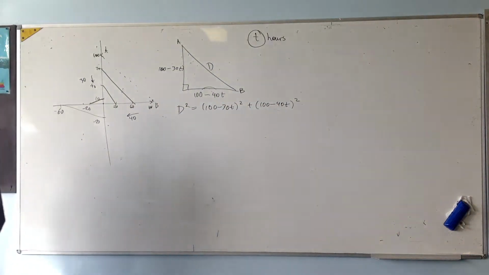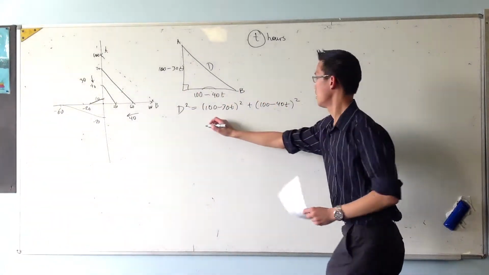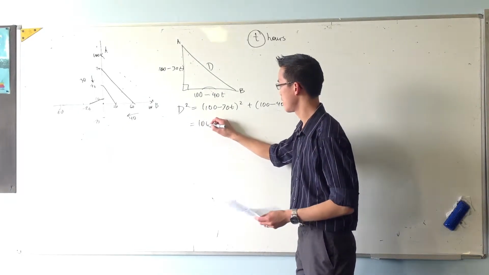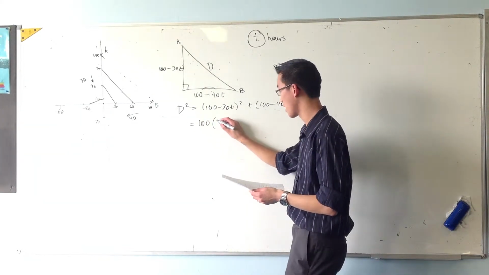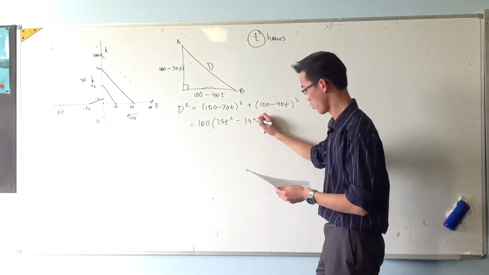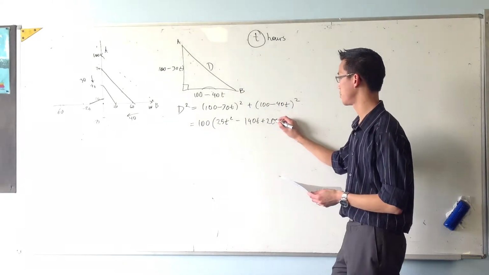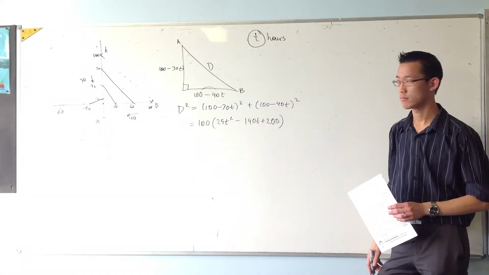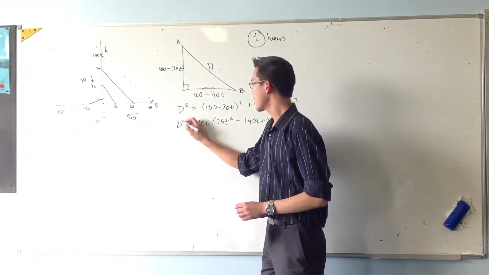Now, after you simplify that out, you're going to get a quadratic, yeah? Under root, yes, when you take the square root. Because you got huge numbers, I'm going to take out a factor of 100. What you're left with is 25t squared minus 140t plus 200. Check out? Good. Now, that's an equation for d squared.